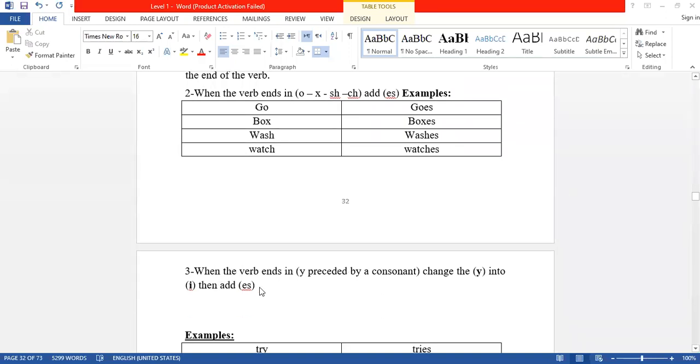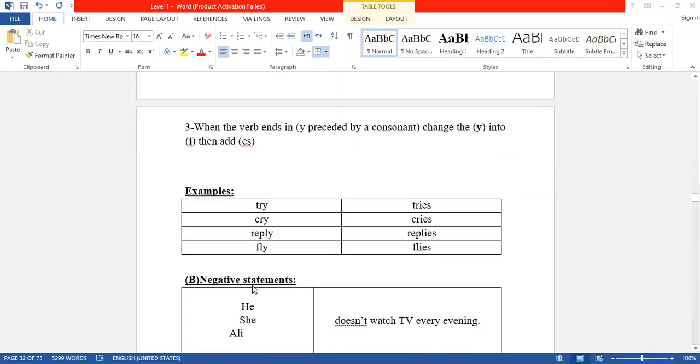When the verb ends in Y, preceded by a consonant. يعني إذا كان الفعل انتهى بY وقبل الY أو مسبوقة الY هذه مسبوقة بإيش؟ حرف ساكن هو consonant. في هذه الحالة نعمل إيش؟ Change the Y into I. Then we are going to add ES. غير الY إلى I ثم نضيف الES.